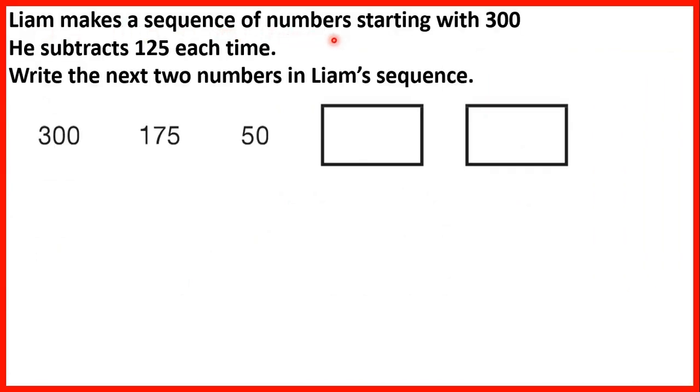Liam makes a sequence of numbers starting with 300. He subtracts 125 each time. Write the next two numbers in Liam's sequence. So 300 minus 125 is 175, and then 175 minus 125 is 50. So here we need to work out 50 minus 125. So the number that we're subtracting is larger than the number that we start with, which means our answer will be a negative number.